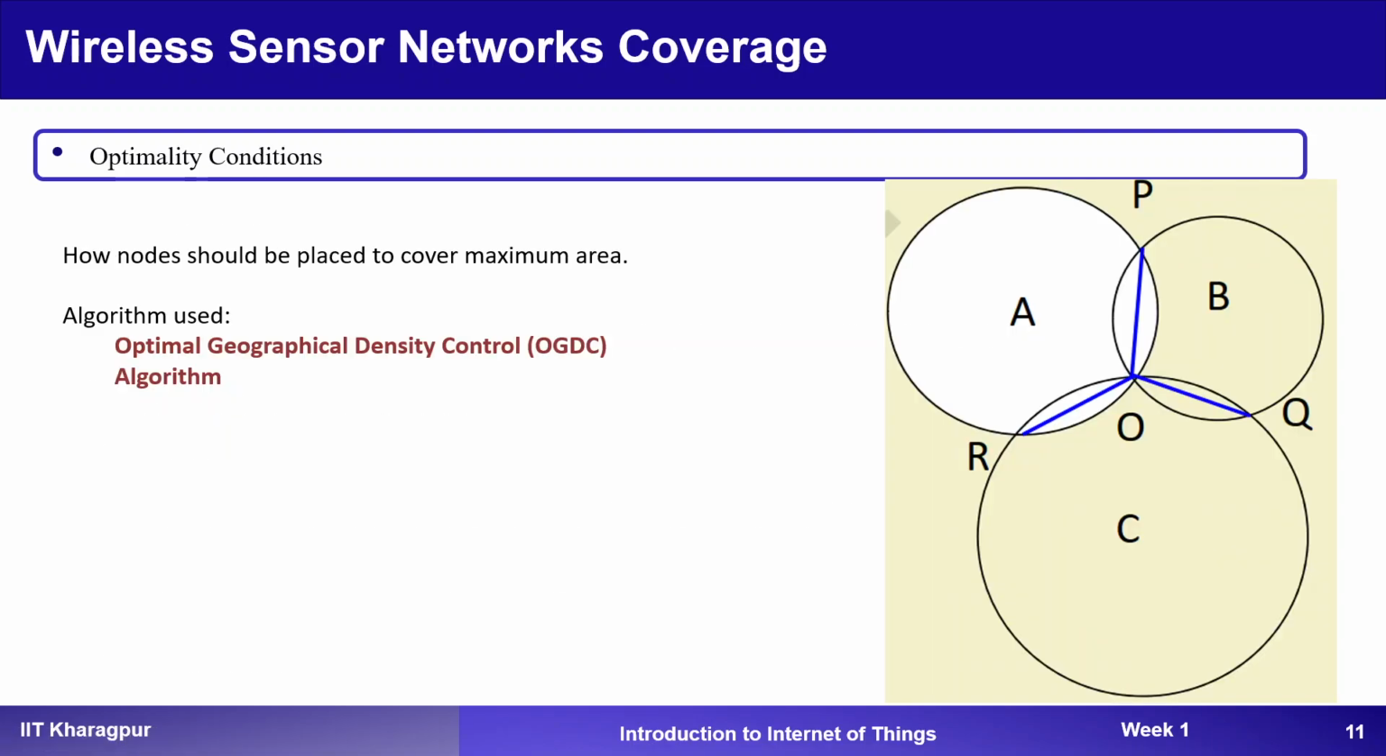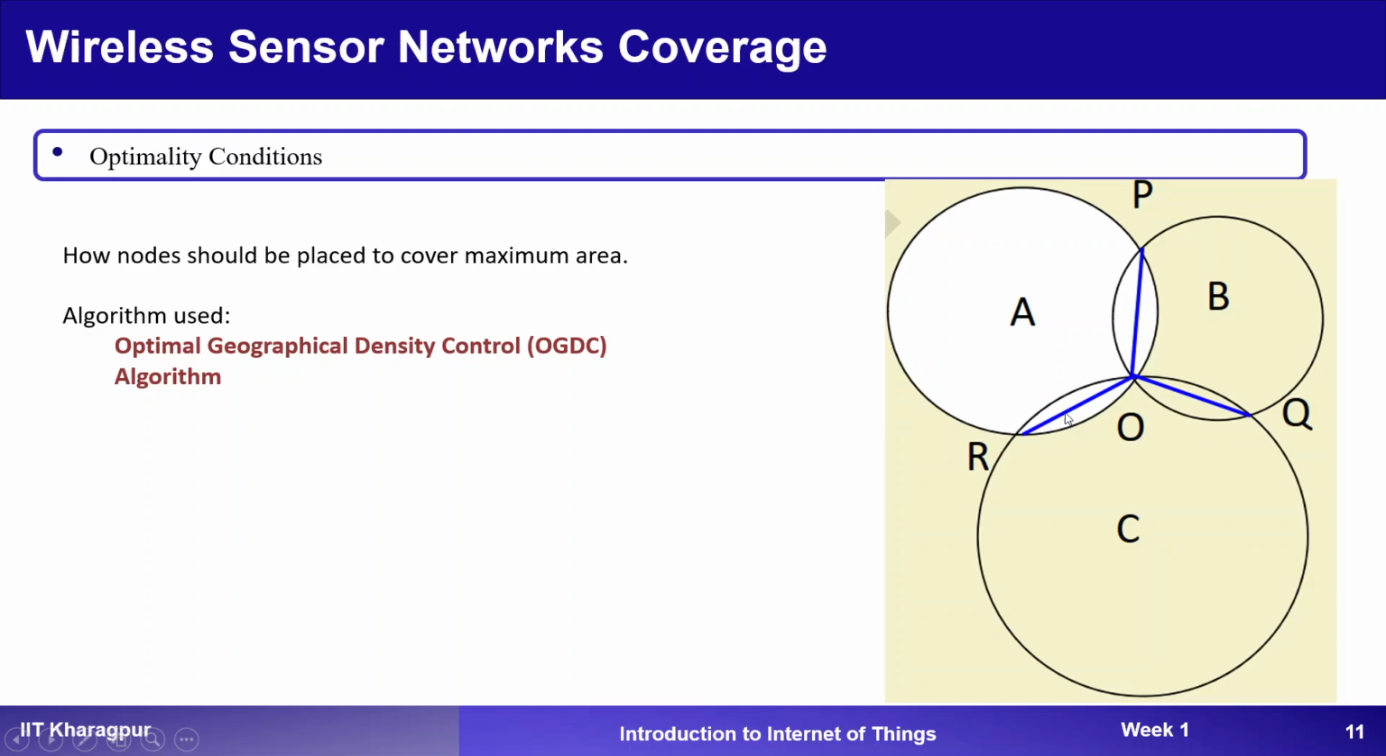Now the optimality conditions. Since we are studying coverage, we have to cover the area such that there will be no dead zone. So the optimality condition is that we use the minimum number of sensors, the intersection area between two sensors is minimum, the coverage provided by the sensors is maximum, and there is no dead zone. The algorithm that can be used to provide the optimality condition is OGDC. You can check this algorithm in your videos.